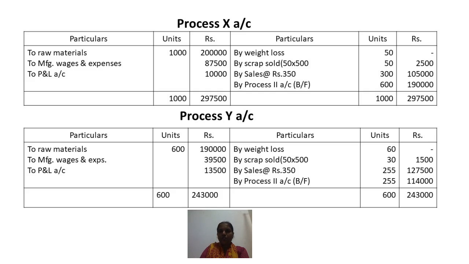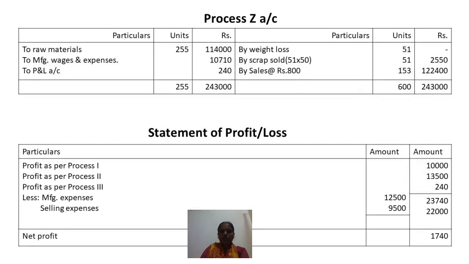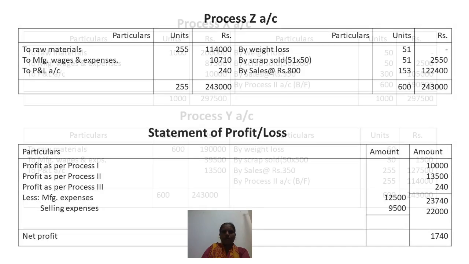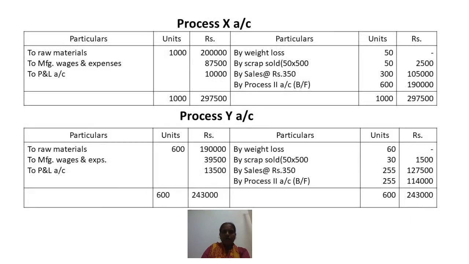Then here we have one working note in the first process, X process. Selling price is 300, then cost price. How to find out the cost price? Here profit is 10,000. Here we have selling price 1,05,000, cost is 95,000. So what is the profit? 10,000. That should be written as P&L account in debit side in the process account.